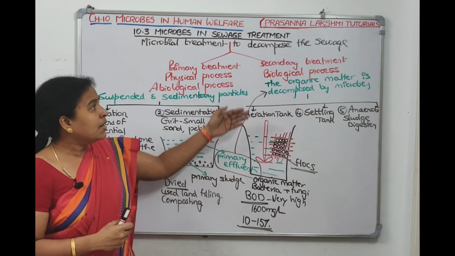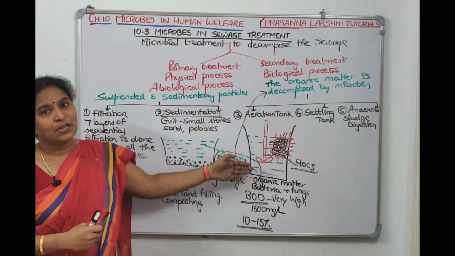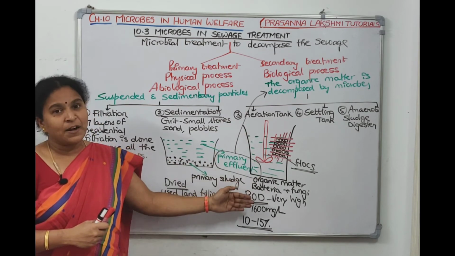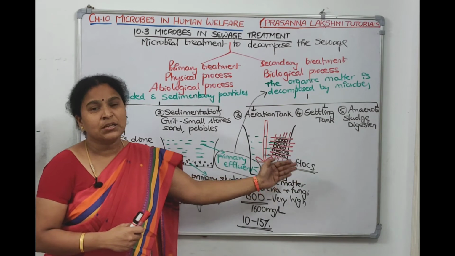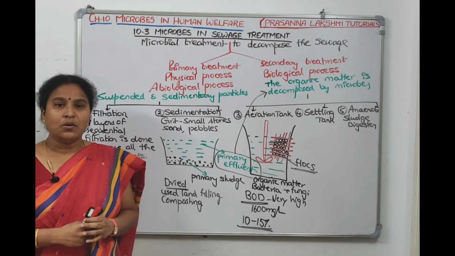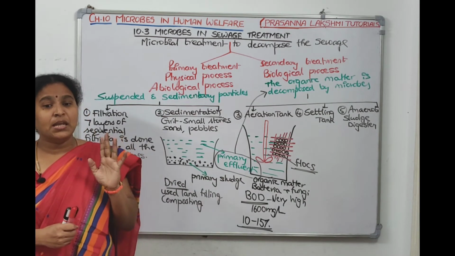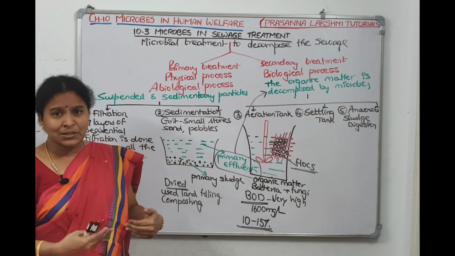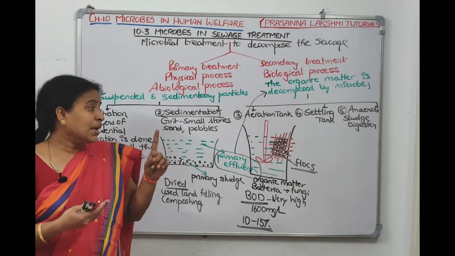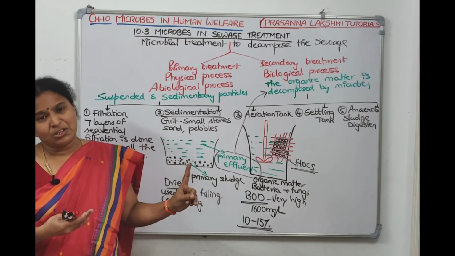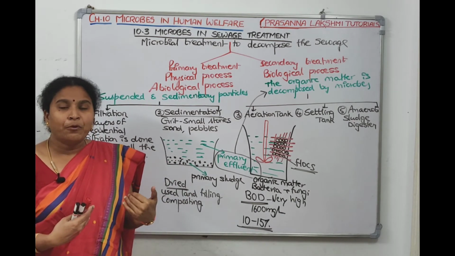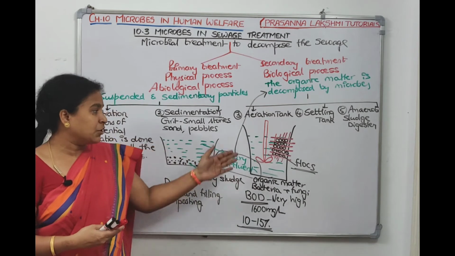I think you understood now. Under secondary treatment, the first step is called the aeration tank. We aerate it, we agitate it, and the heterotrophic bacteria and fungi grow nicely and make the flocs. These flocs consume the organic matter and decrease the BOD. If you want the definition of BOD, it refers to the amount of oxygen consumed by the bacteria in 1 liter of sewage to decompose the organic matter. That is the definition of BOD.